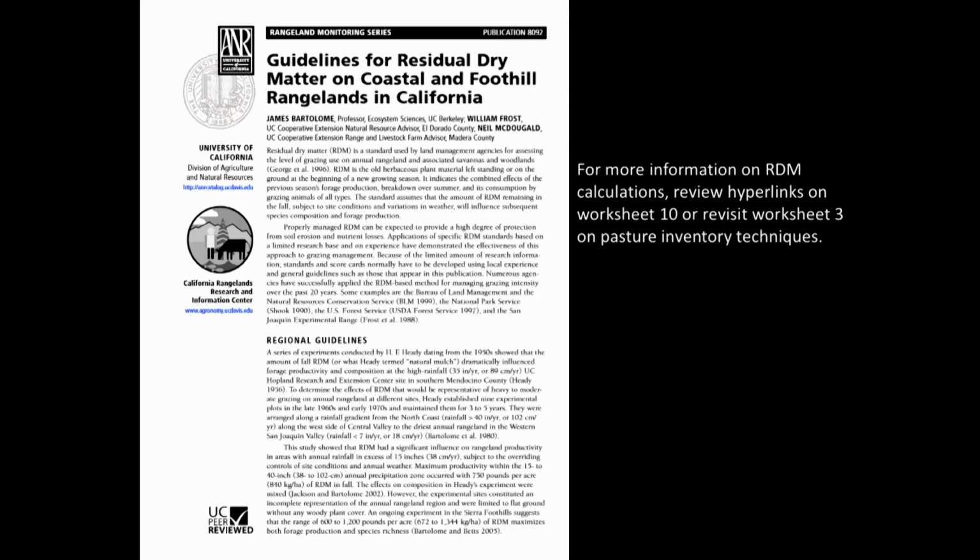One of the other great hyperlinks on Worksheet 10 takes you to this Guidelines for Residual Dry Matter on Coastal and Foothill Rangelands in California by James Bartolome. And it's a great publication that you can go through, and it has some tables that I'll show you in a minute. But another one that isn't on this Worksheet 10 is to revisit Worksheet 3 on pasture inventory techniques. I highly advise you to watch that video if you haven't seen it yet.